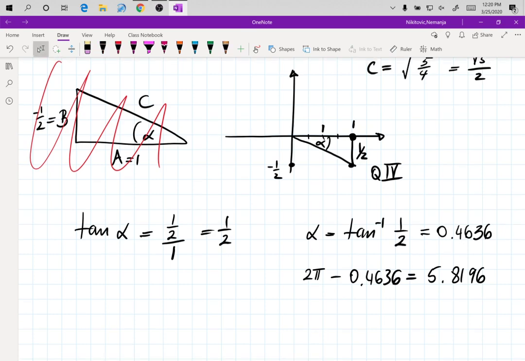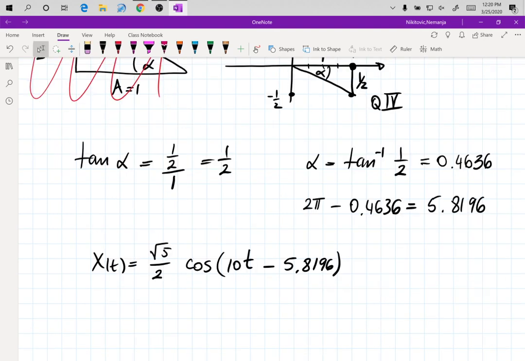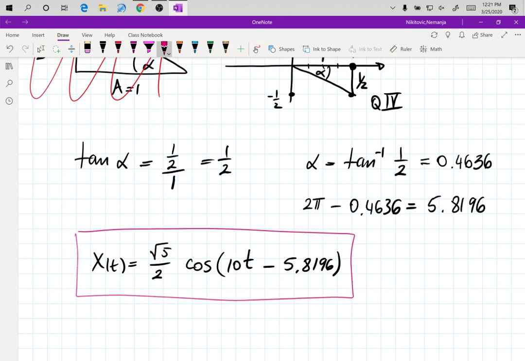So now what you have is the solution x of t is equal to square root of 5 over 2 cosine of 10t minus 5.8196. Yes, you could use the exact values, but now that you have this as a decimal, you might as well convert this as well, but whatever. Okay. So the question is, what is the frequency, what is the period, and all of that kind of stuff.